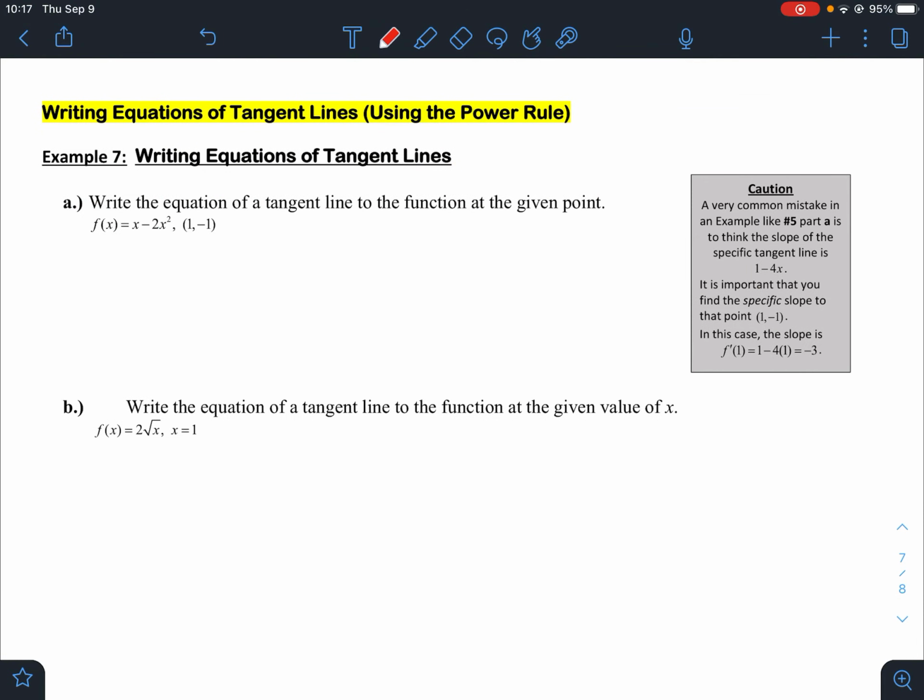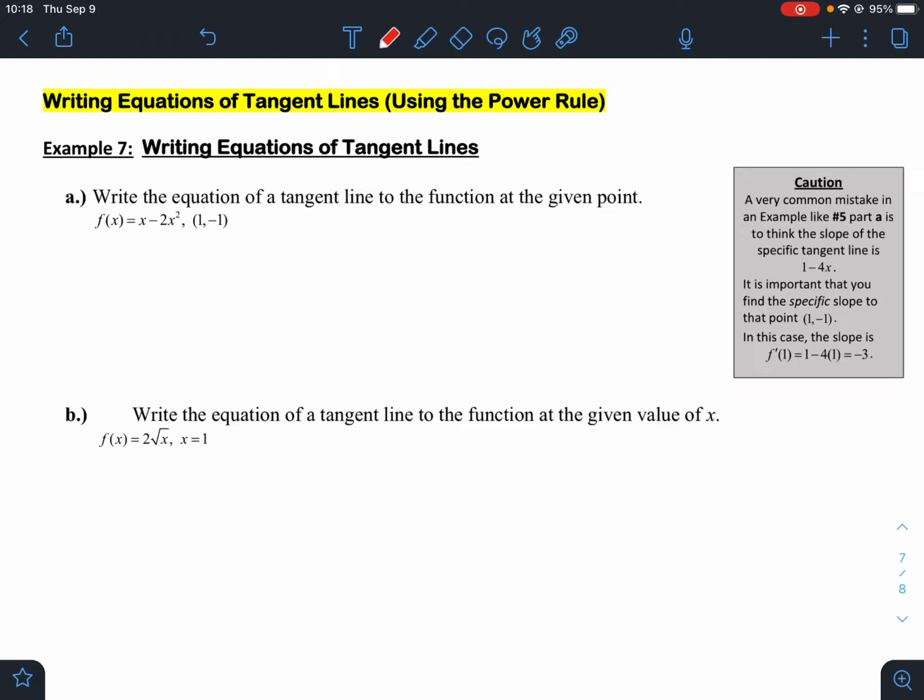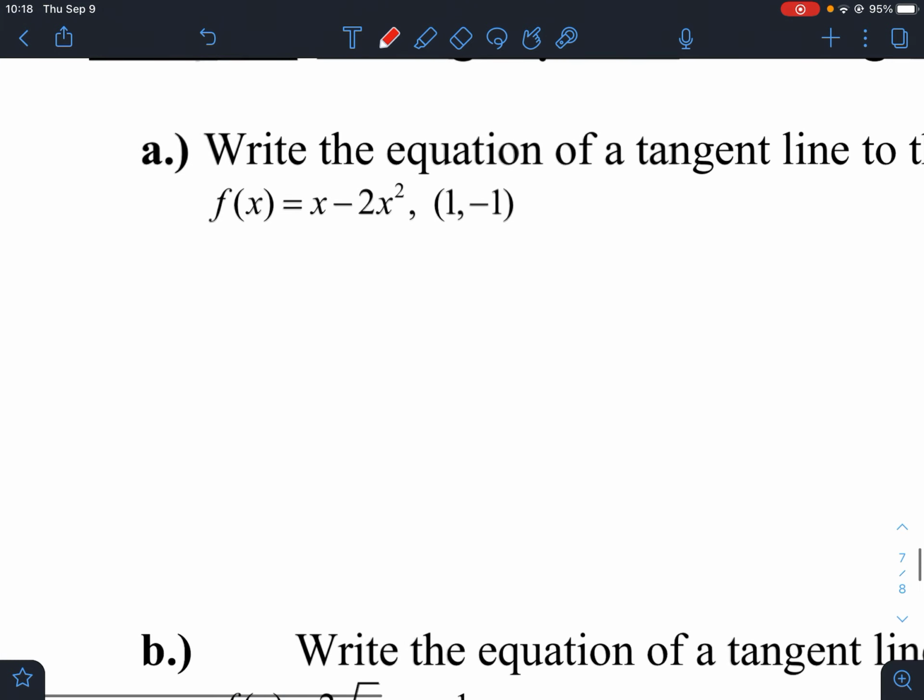All right, so we've been talking a lot about tangent lines this year. Now we have a quicker way to do tangent lines. So question A says, write the tangent line to a function at the given point. What do we need to write a tangent line? We need a point and a slope. This is a great problem because it already gives us a full point. All we gotta do is find a slope. How do you find a slope? Take the derivative.